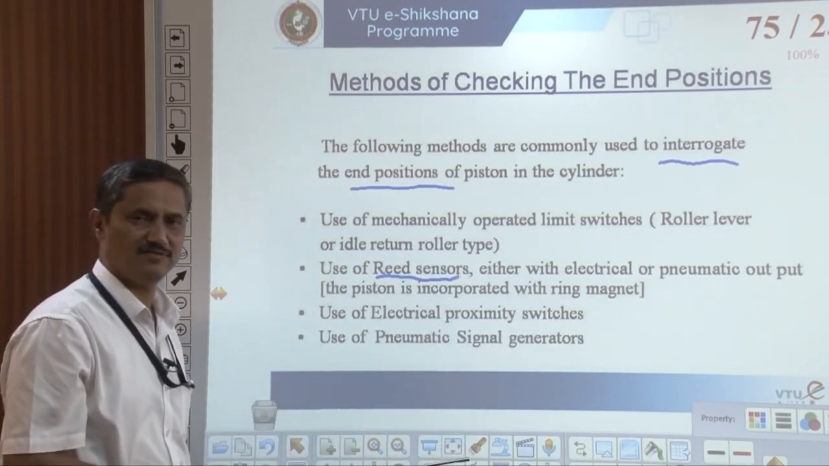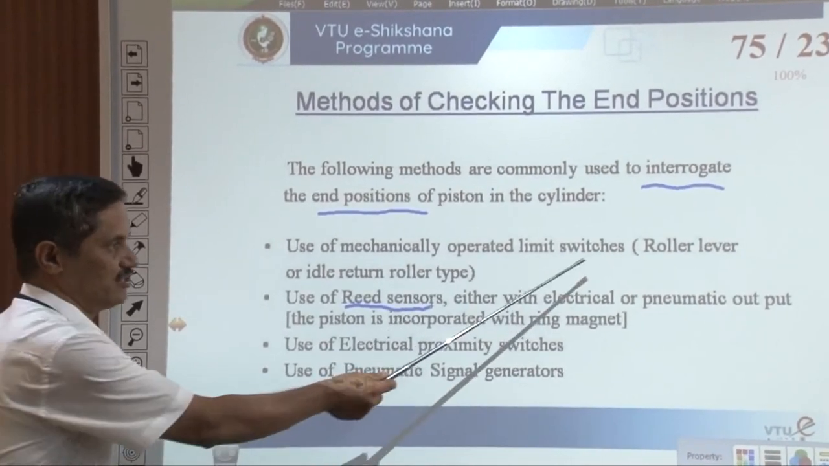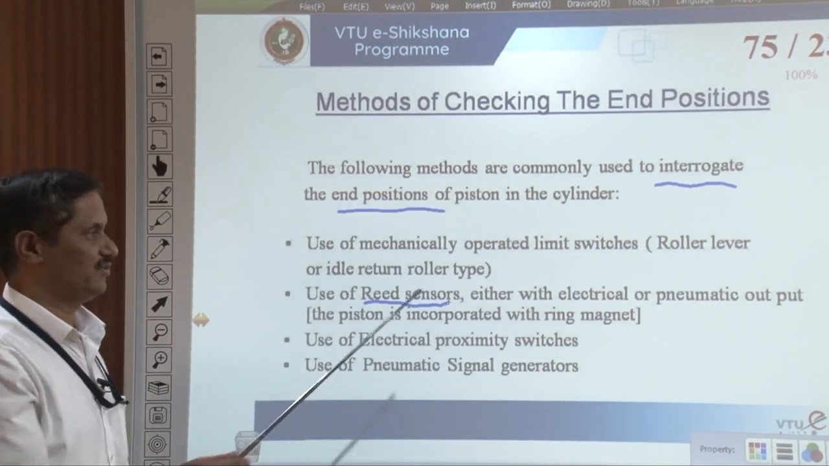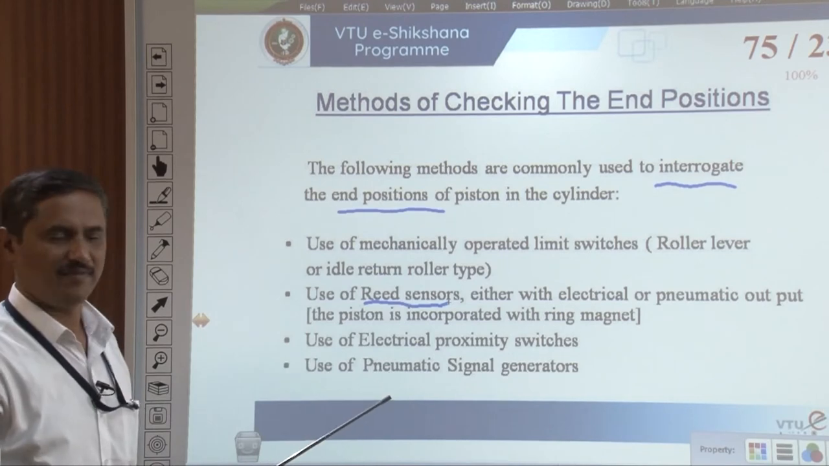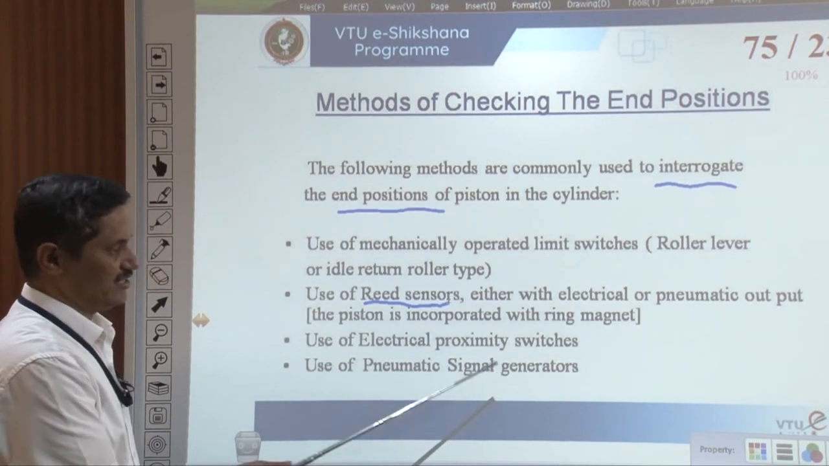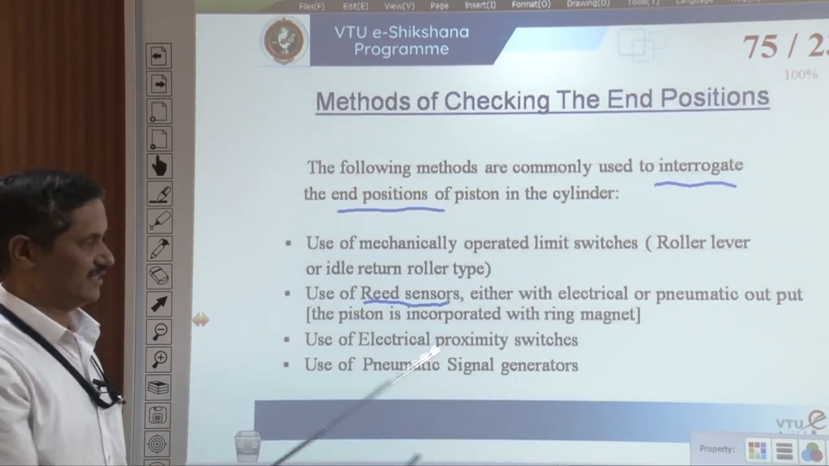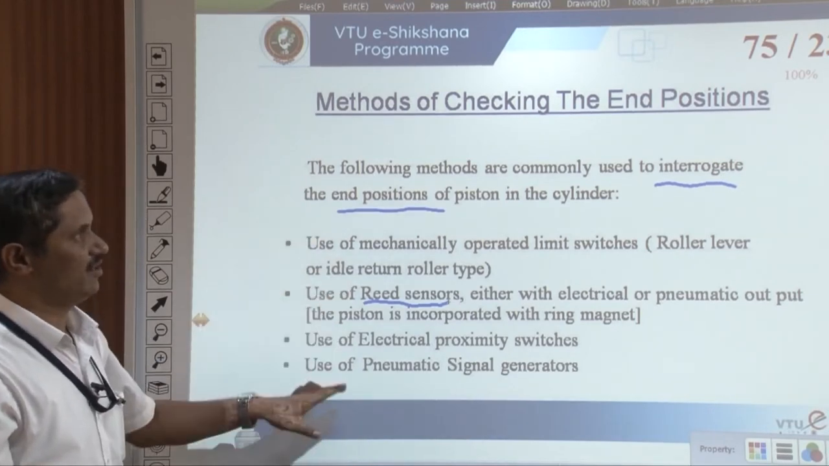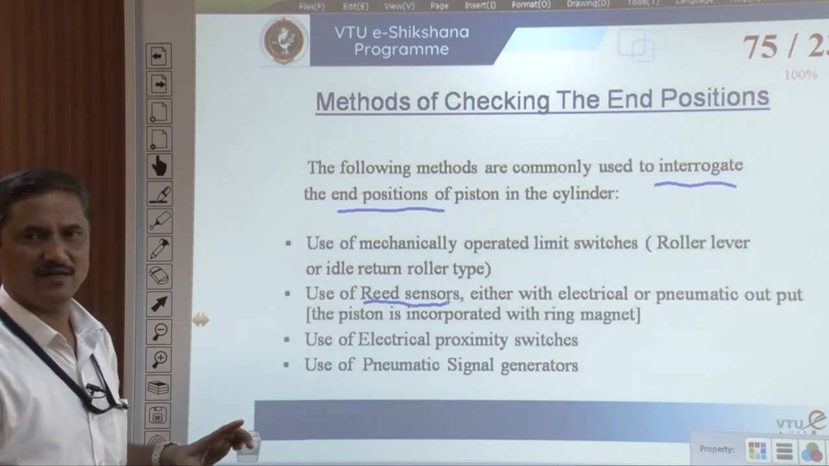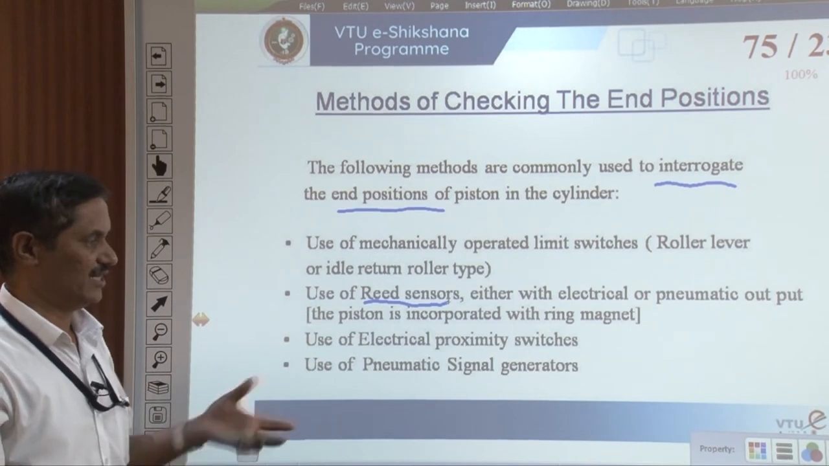Okay. Using proximity sensors, we can execute that using reed sensors, or we can execute using some roller lever type of limiting switches, and some of the other methods that we can use here. Also we can use a signal generator, which is a pneumatic signal generator, available to sense and take the signal and stop at that point of time. So this is how the end checking can be made by using sensors, or by using limiting lever type of switches, or by using proximity switches or signal generators.